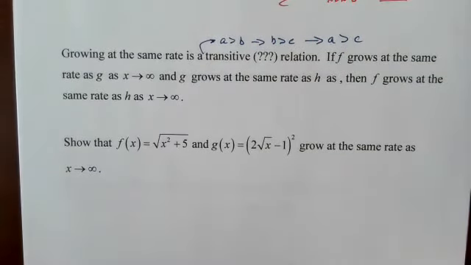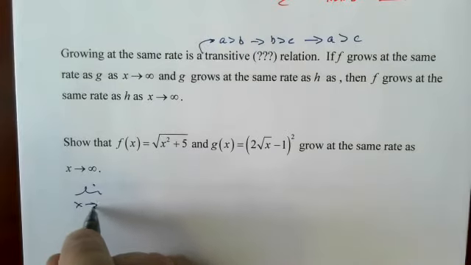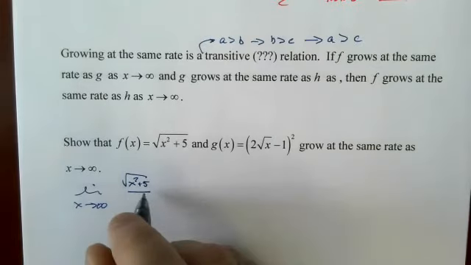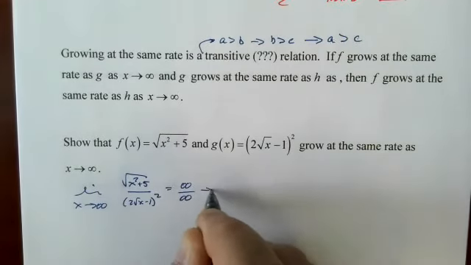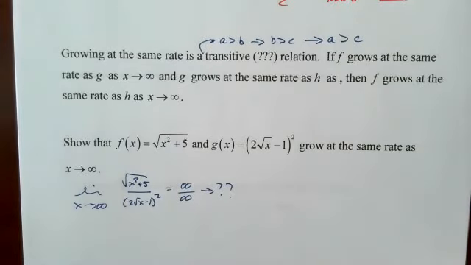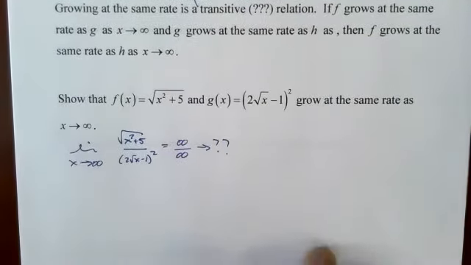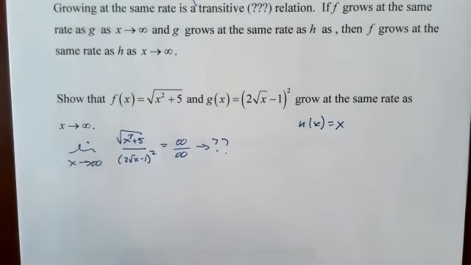So show that they grow at the same rate as x approaches infinity. I'm really not in the mood for this, but let's see what we can do. The limit as x approaches infinity of root x squared plus 5 over 2 root x minus 1 squared is infinity over infinity. So we go, well, now what? We take derivatives and all that nonsense. Doesn't necessarily help. So, hey, let's bring in this. This is stupid. I would just do my calculus, but whatever. Let's bring in some h of x equals x and try that one instead.